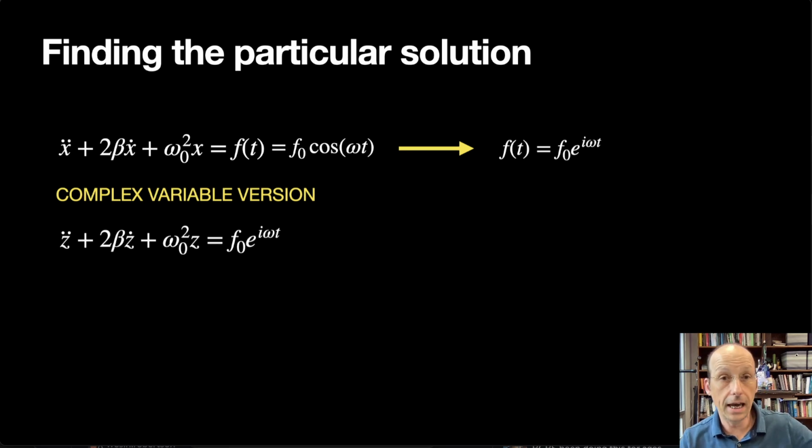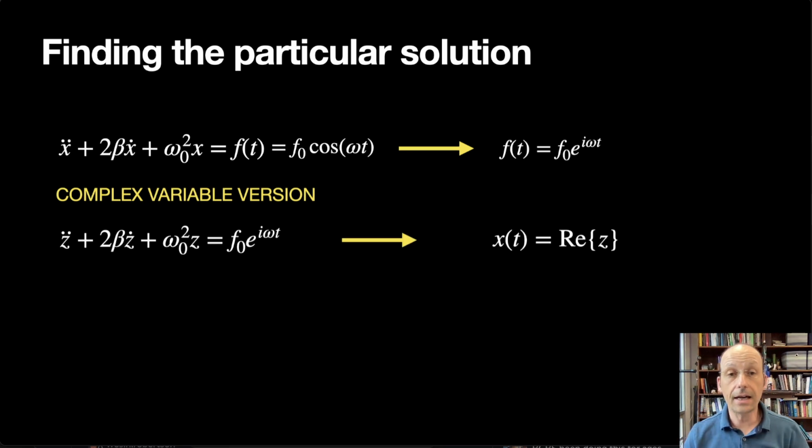Let's switch to a complex variable version of this differential equation. So instead of having x, I'm going to have z. So z double dot plus 2 beta z dot plus omega naught squared z is that complex function F of t. And then I can say the solution is the real part of that. Because the real part of F0 e to the i omega t is a cosine function, right? So I can do that.